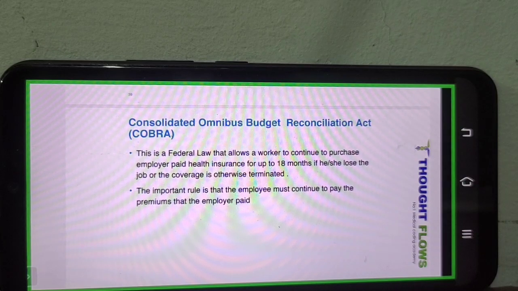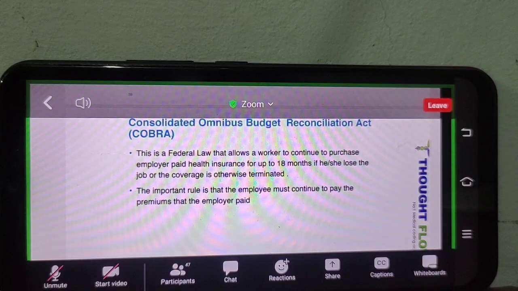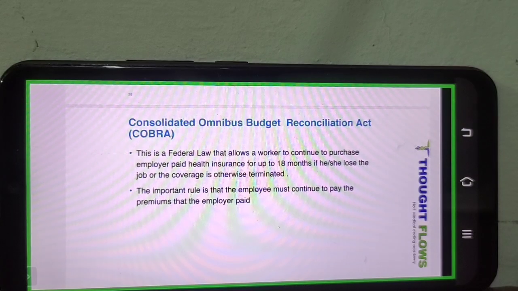That is called COBRA. But the important thing is, the patient must continue to pay the premium. He lost his job, but on a monthly basis, the patient has to pay the amount properly to the government. Then only they will get the service under worker compensation. That is called COBRA. Did you understand now?